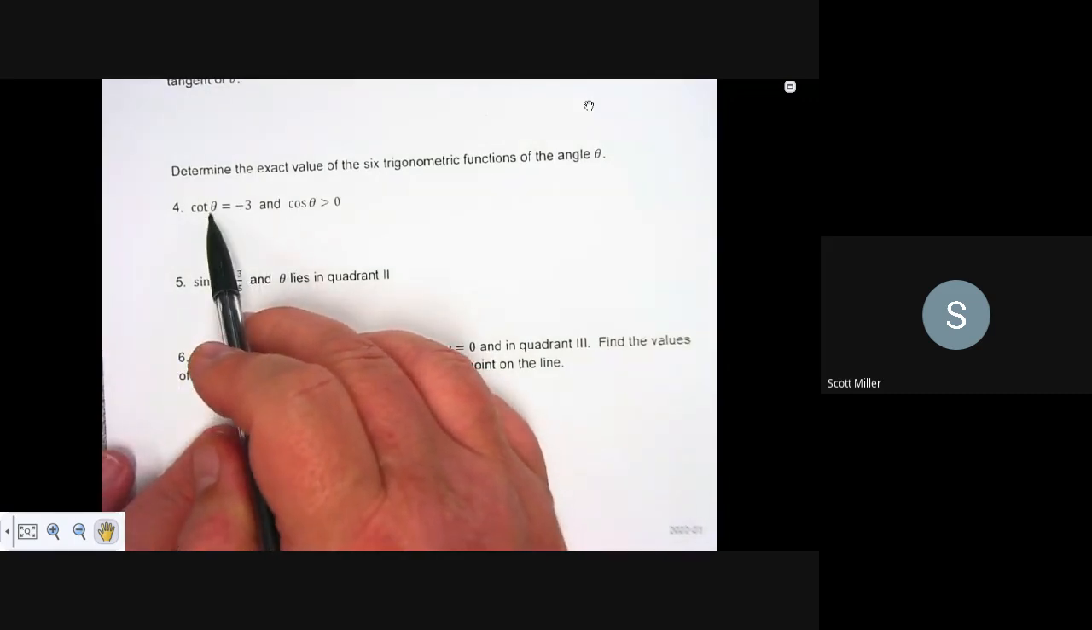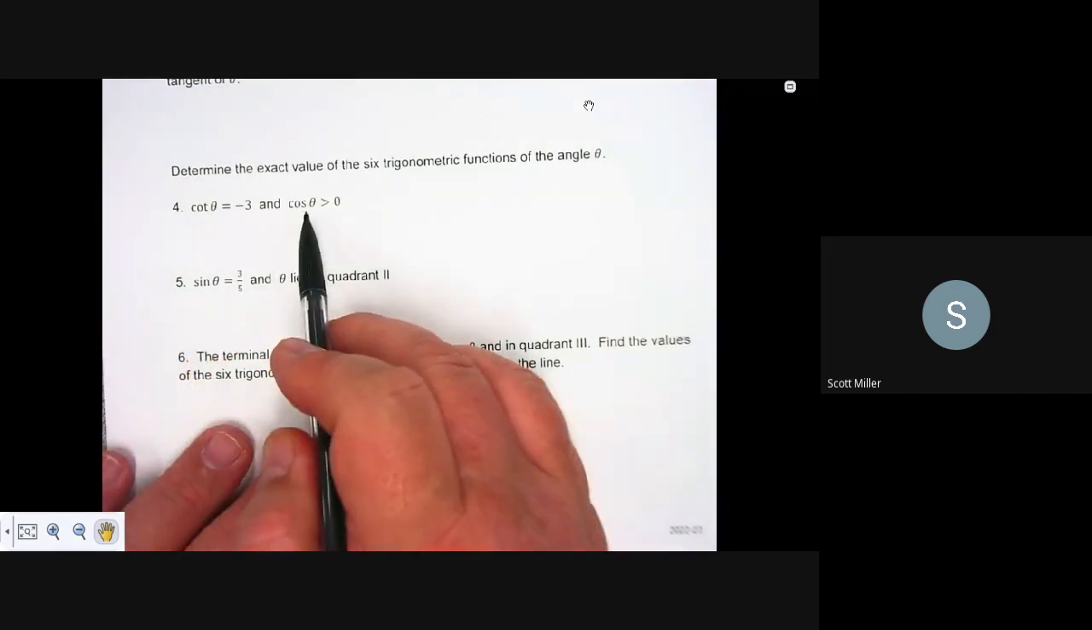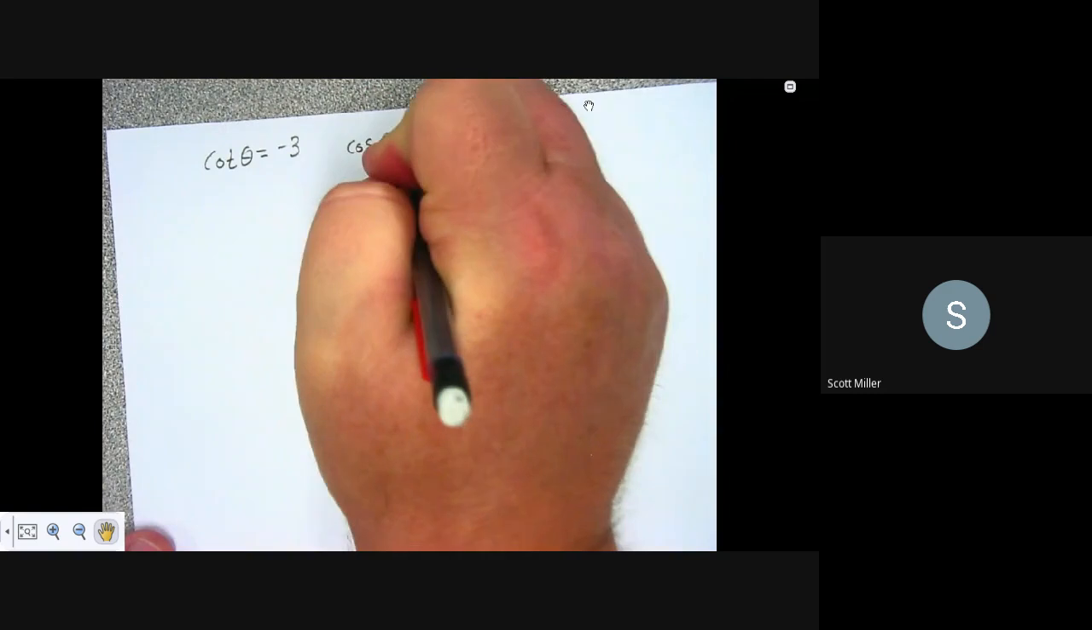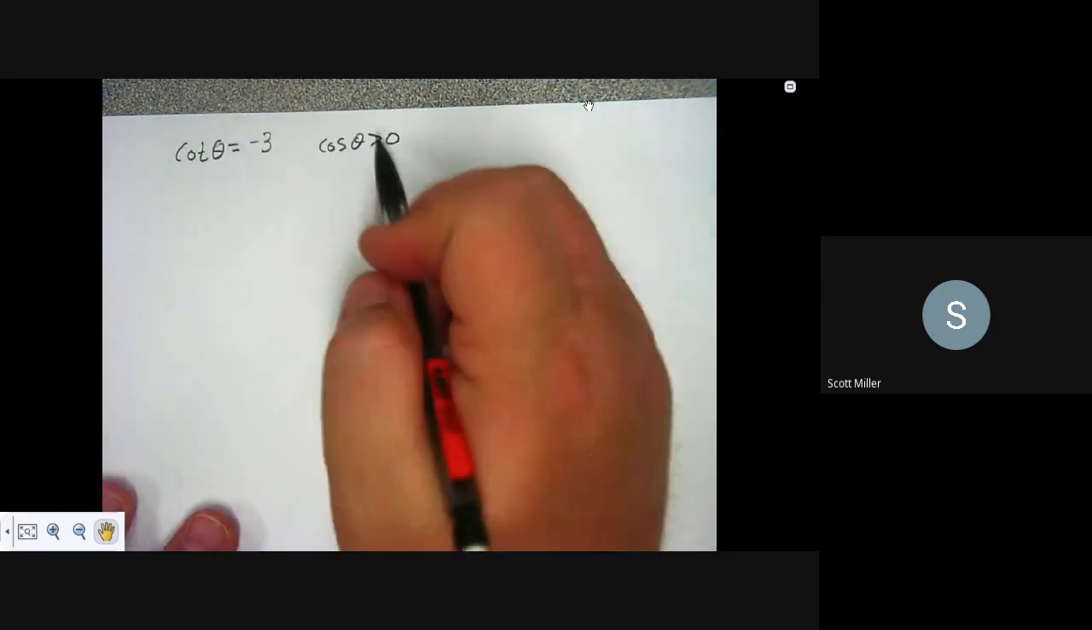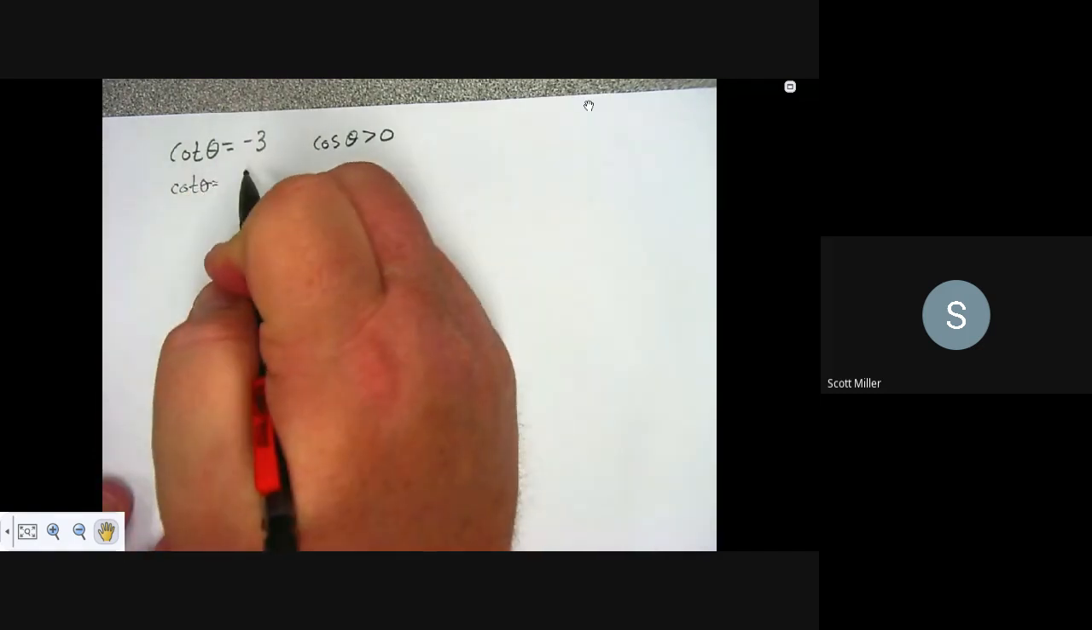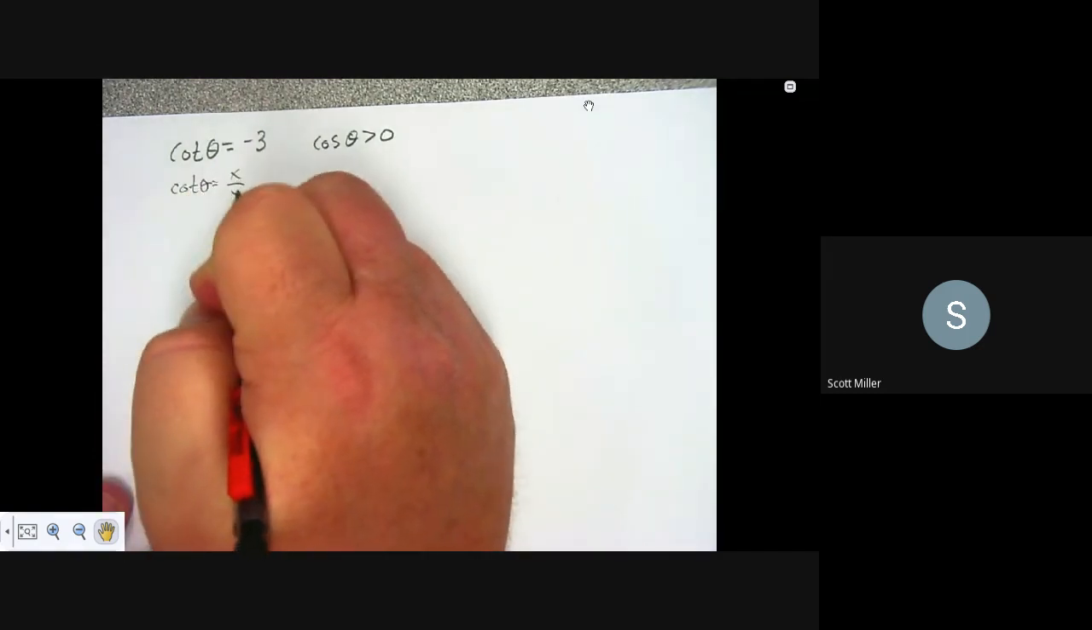Here I have the cotangent is -3 and the cosine is always greater than 0. So let's take a look at those clues and write them out. The cotangent of an angle is -3 and the cosine of that angle is greater than 0. So what does this mean? The cotangent by definition is related to x over y.